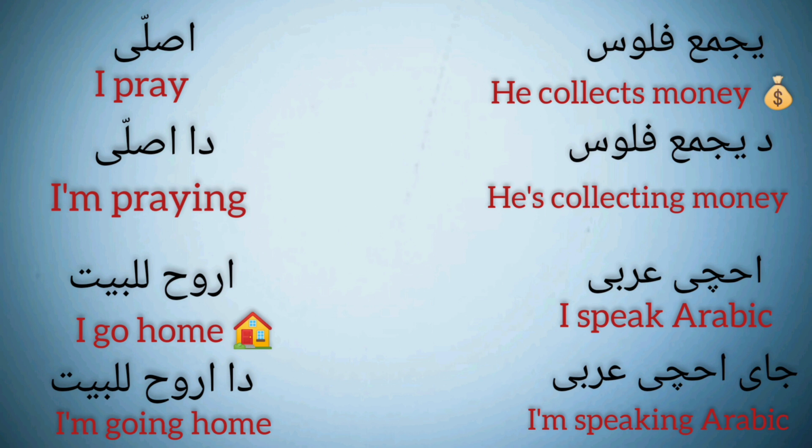Or you can also say أتكلم عربي, I speak Arabic. Or if you want to say I'm speaking Arabic with you, you can say جاي أحكي عربي وياك. وياك means with you. أصلي means I pray. And دا أصلي means I'm praying. And instead of using da, you can also use j. It doesn't make a difference, okay? You can use both of them, da or j.